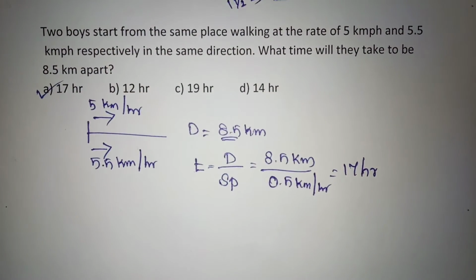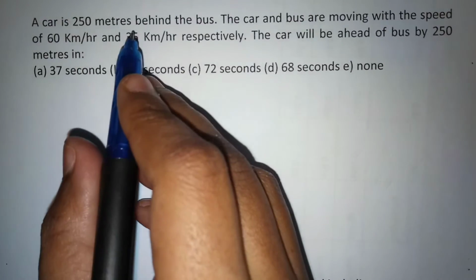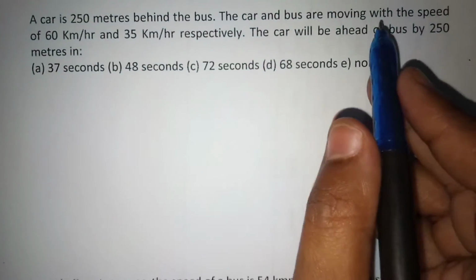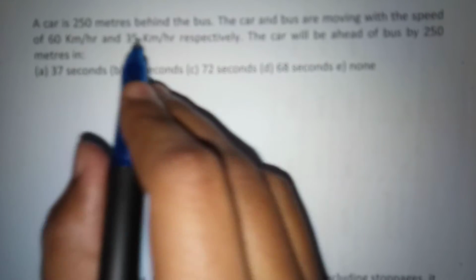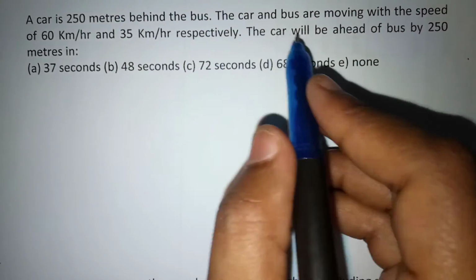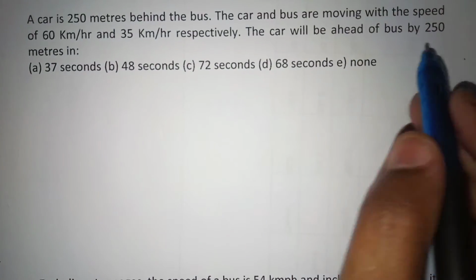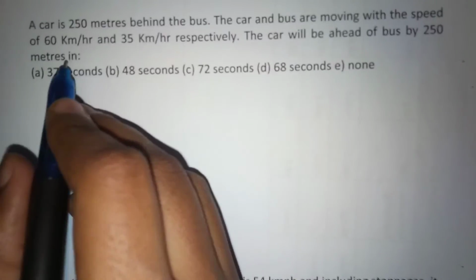Let us see the next problem. A car is 250 meters behind the bus. The car and bus are moving with speeds of 60 km per hour and 35 km per hour respectively. The car will be ahead of the bus by 250 meters in what time?